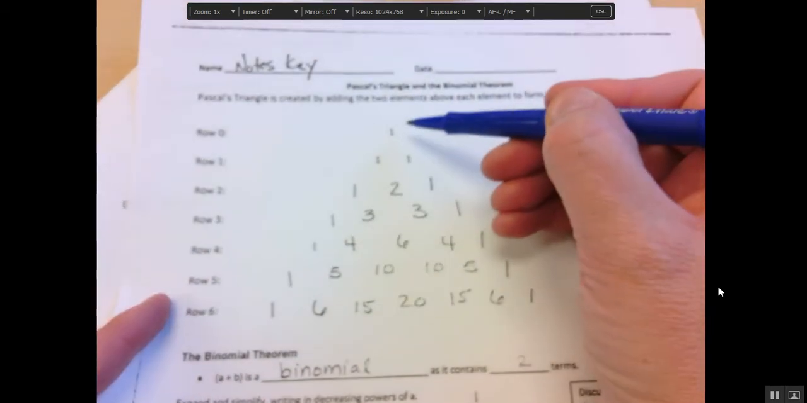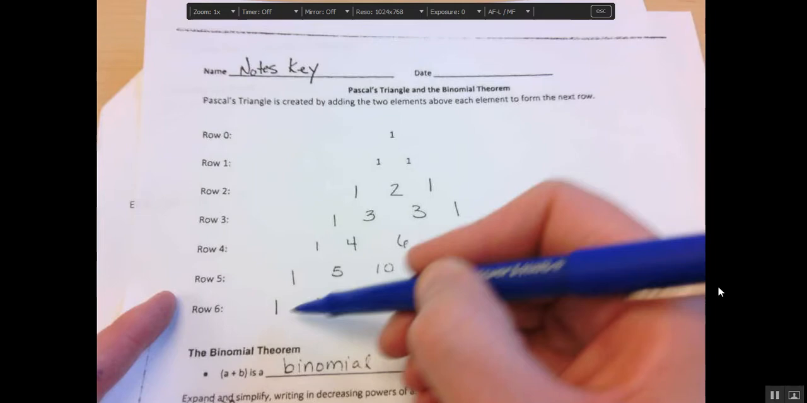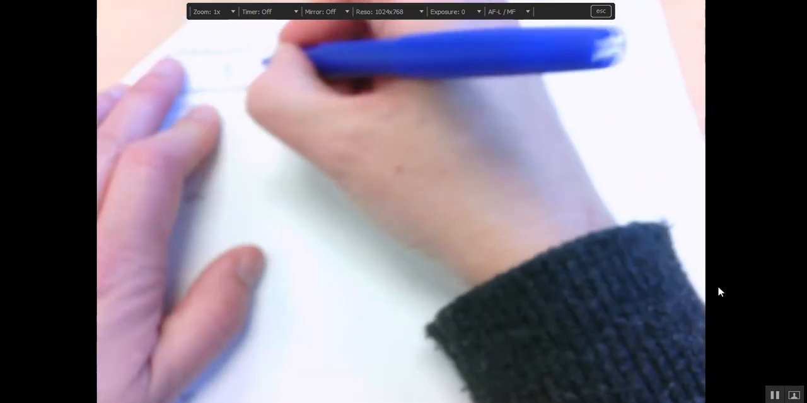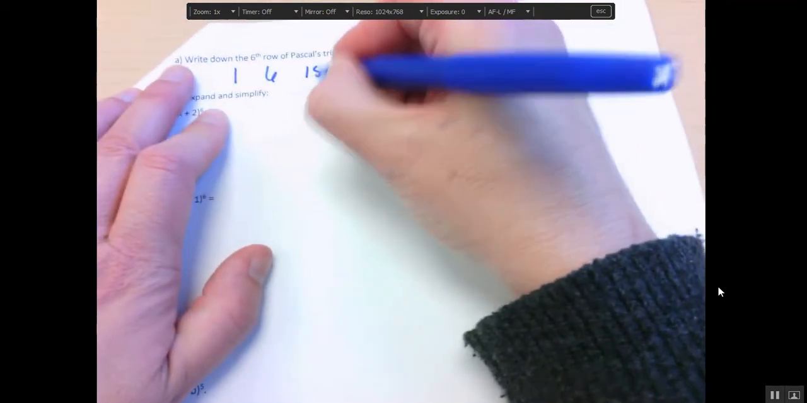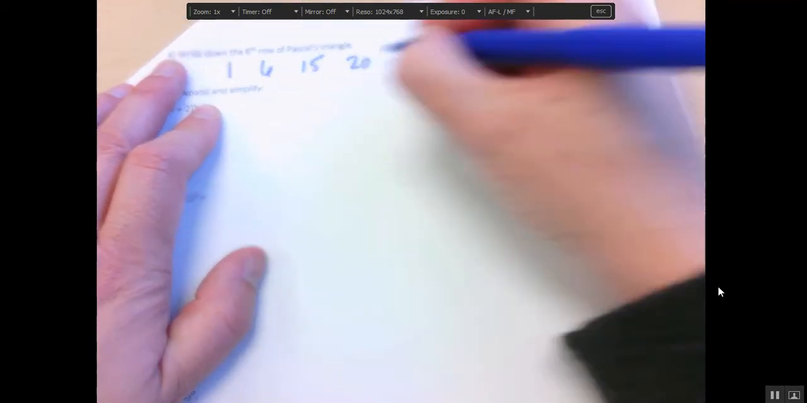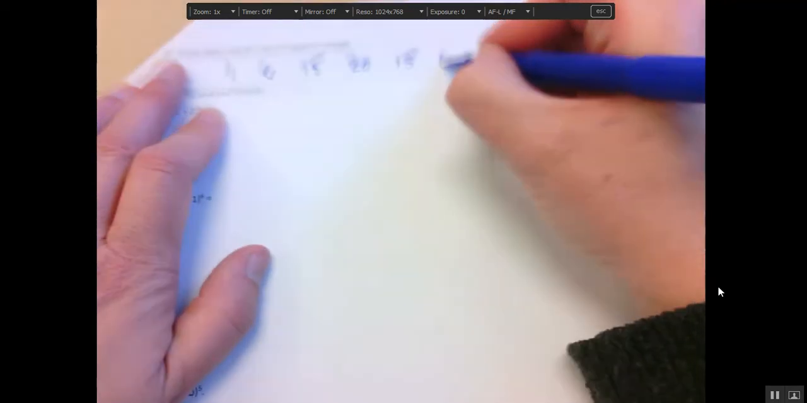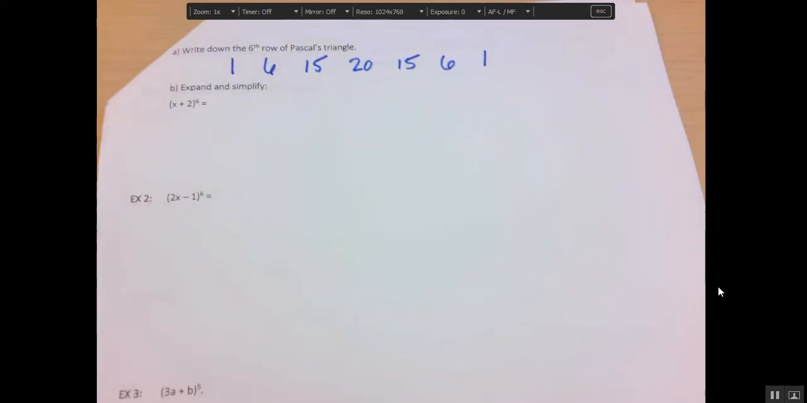All right, so write down the 6th row. Now, notice, guys, that this is row 0. So row 6 is all the way down here. We're going to just copy that row. 1, 6, 15, 20, 15, 6, 1.